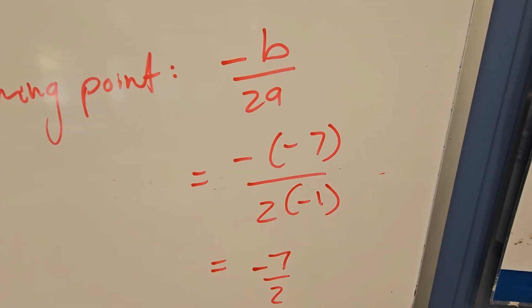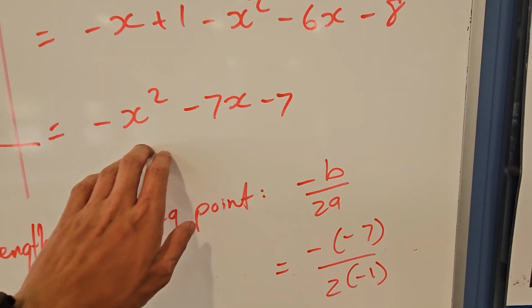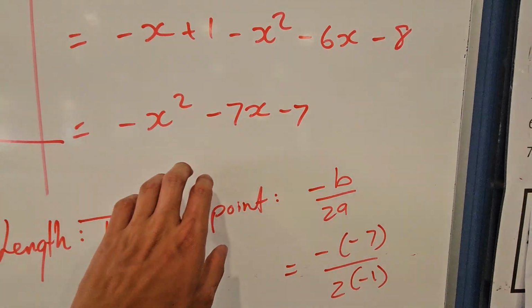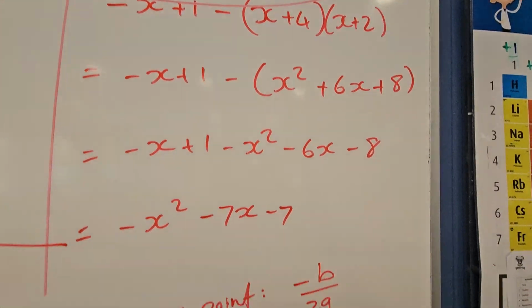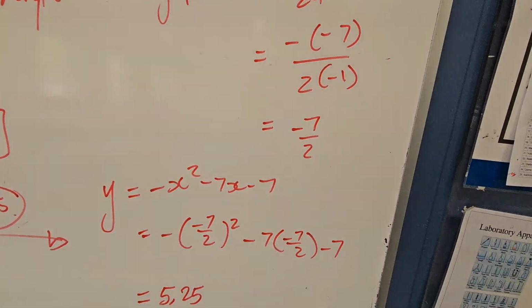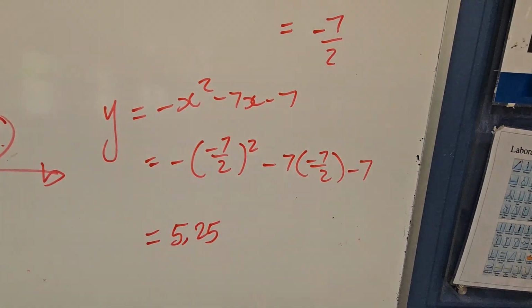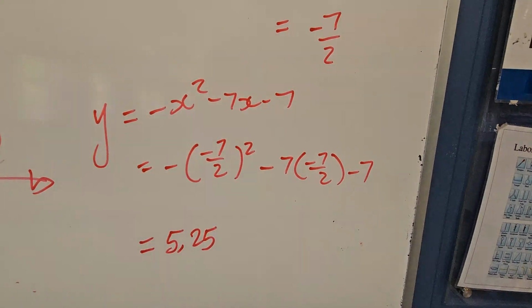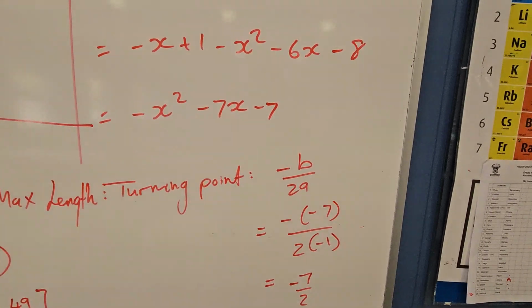So if I substitute this x value back into my general length function that we calculated, I would get the length, 5.25. Okay. The other method still works.